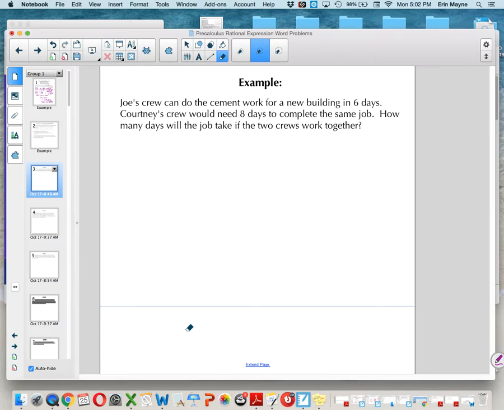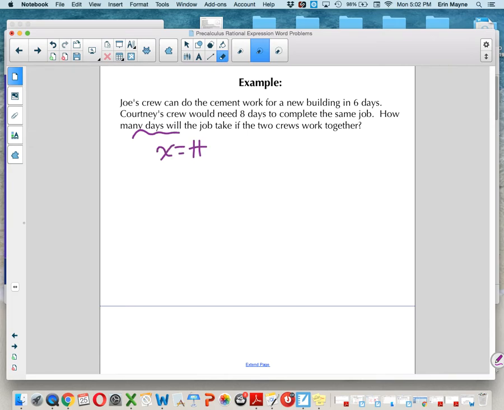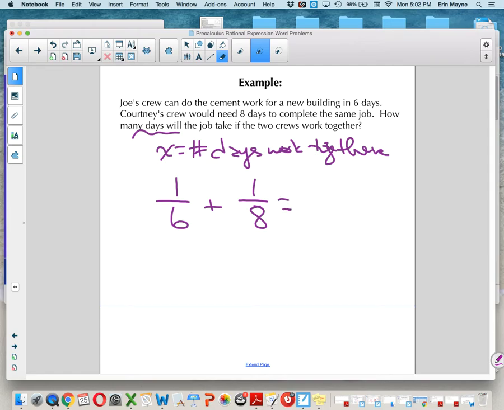So in that last question, how many days? That is the number of days they will work together in this job. And we know that Joe can do one job in 6 days. Courtney's crew can do one job in 8 days. And their combined work can do the job in x days. Ideally, you can crank through this. If you want to, go ahead and hit pause to solve.